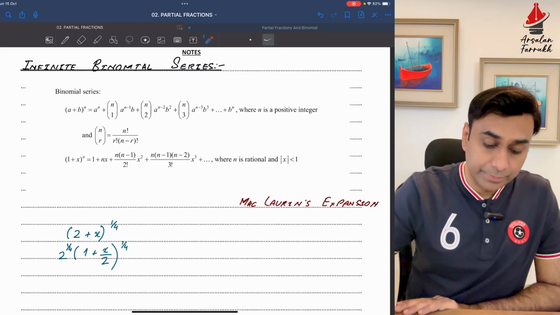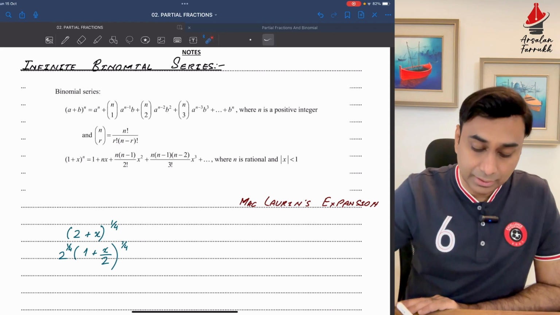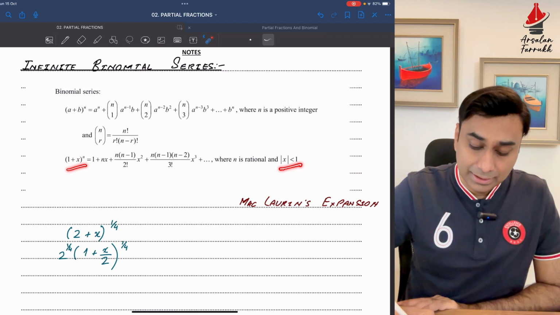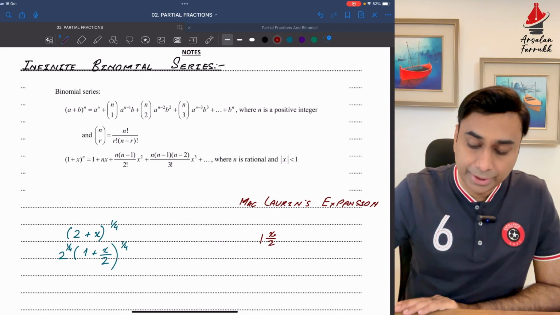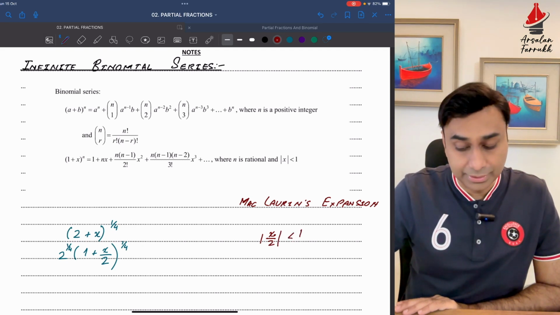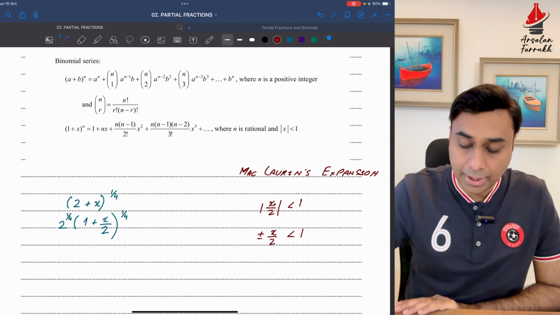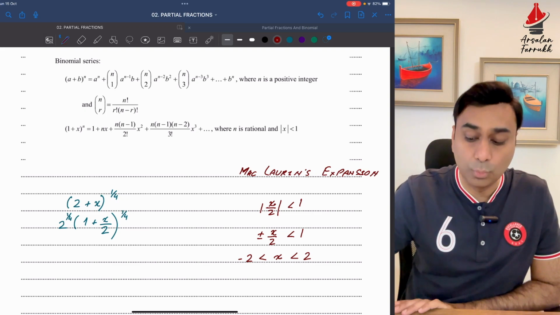The other thing that you should always be able to do is recognize the fact that this expansion is valid for absolute x less than 1. Hence, this expansion should be valid for absolute x by 2 to be less than 1. And you can further simplify it. You can remove the modulus sign and you can say plus minus x by 2 should be less than 1, or x should be greater than negative 2 and less than 2. So you can find out the range of values of x as well for which the expansion is valid.